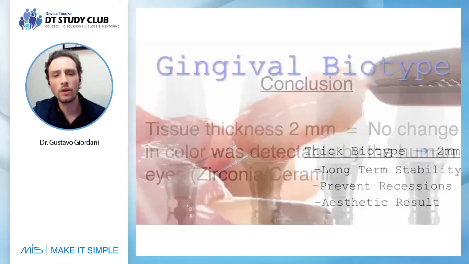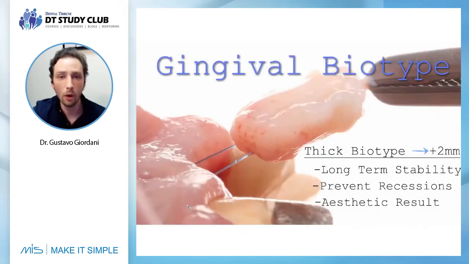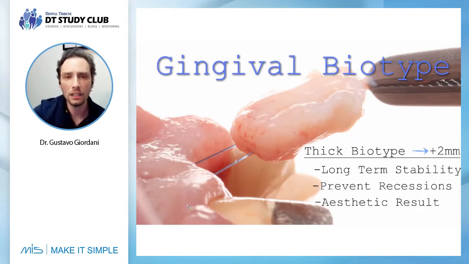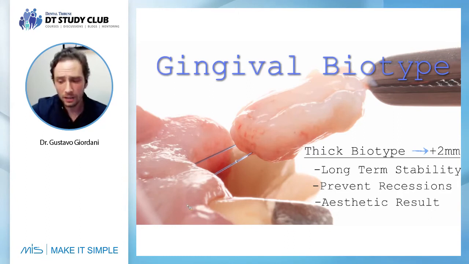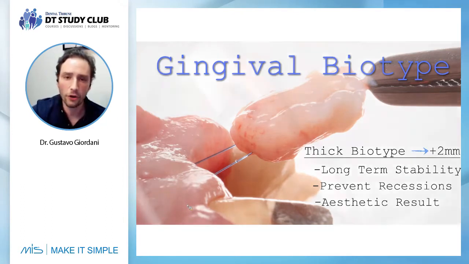So in order to have long-term stability of the bone and the soft tissue, prevent recession, and guarantee the aesthetic result, we need to have a tissue with more than 2 millimeter thickness. That's why it's very important to use connective tissue graft, so we can create stability. The biomaterial will be there to create the rigid support for the soft tissue, and the thickness of the soft tissue with more than 2 millimeters will guarantee stability and aesthetics for your case.